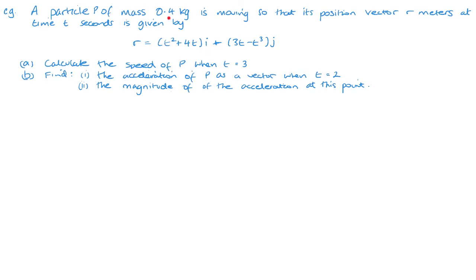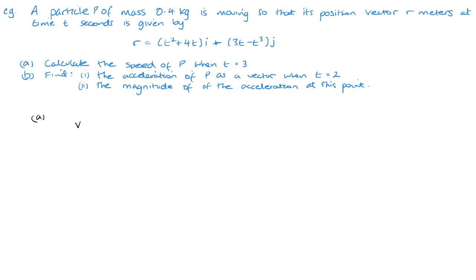Particle P of mass 0.4 kilograms is moving so that its position vector r meters at time t seconds is given by this vector equation. Calculate the speed of P when t equals 3, then find the acceleration as a vector when t equals 2, and then find the magnitude of the acceleration at this point. So let's start off with part A.